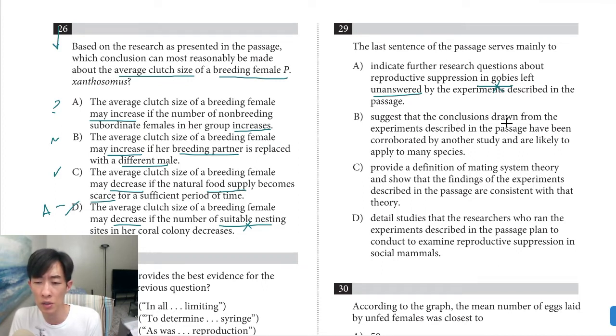So A, not likely. B, suggests that the conclusions drawn from the experiments in the passage have been corroborated, that means confirmed, by another study, in the mammals, and are likely to apply to many species. So yeah, that seems to work from what we just said. It has those two parts. It was confirmed in the mammal studies, and they're making general speculations. C, provide a definition of mating system theory and show that the findings of the experiments described are consistent with that theory. So I would say what makes this wrong is they didn't provide a definition. If choice C said provide speculation about mating system theory and how the experiments are consistent with that, then maybe, but again, there's nothing really so formally stated. Choice D, detailed studies that the researchers who ran the experiments described in the passage plan to conduct to examine. So there's nothing mentioned about studies that they plan to conduct in the future. So that's definitely off, and so B is the best answer.